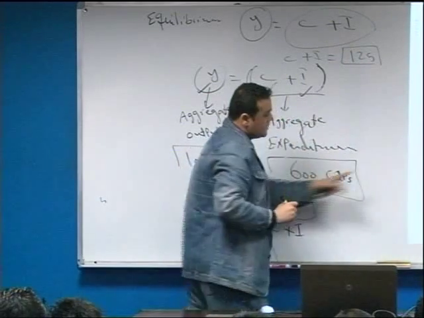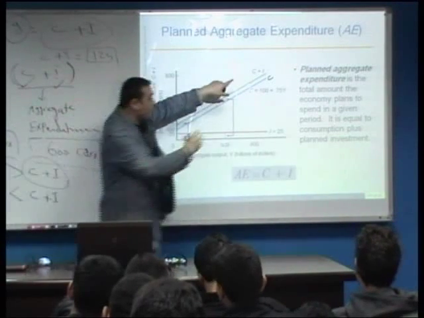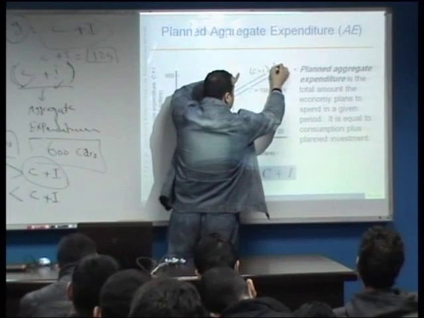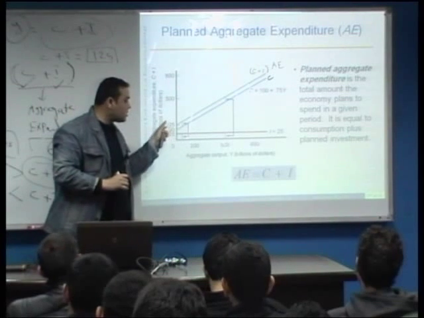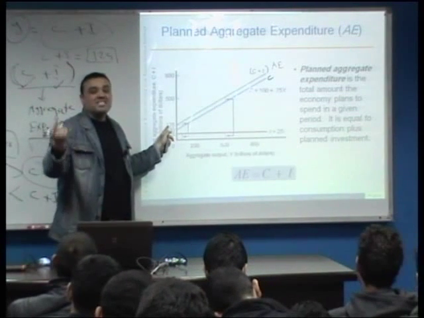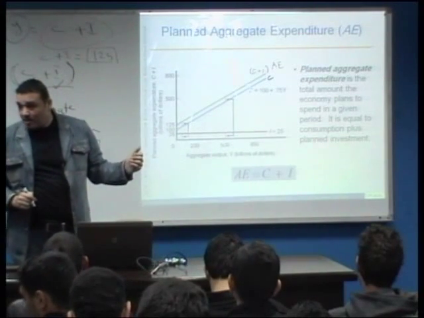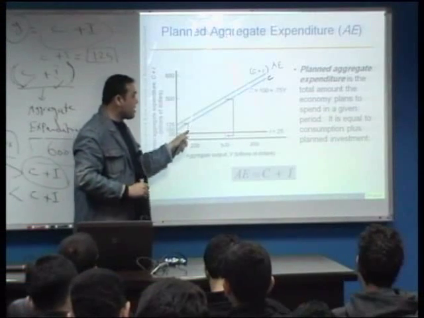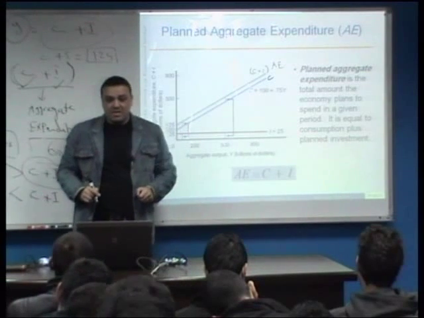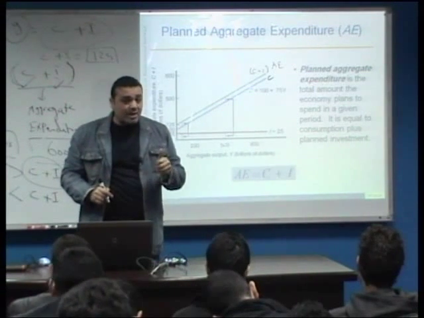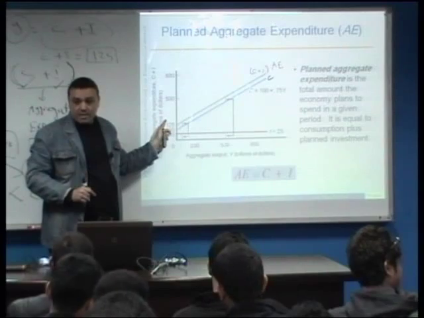This is the autonomous aggregate expenditure. And this C plus I is the aggregate demand or aggregate expenditure function. It starts from 125 and it has the same slope as the consumption function. Right? So the MPC for the consumption function is the same marginal propensity to consume for the aggregate expenditure function. But where is the difference? In the starting point, the intercept here. Right? Okay.